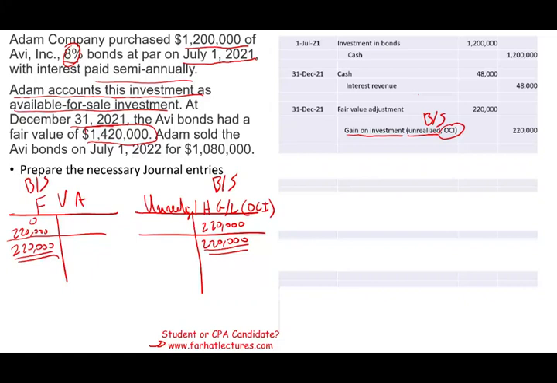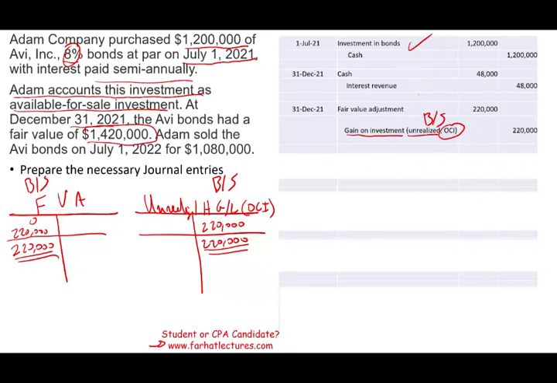Okay, so that's why it's extremely important that you understand OCI, available for sale adjustments, goes into OCI. OCI is a balance sheet account. Therefore, it doesn't get closed. It stays with you from year to year. So we practically finish for year 2021. We purchase the investment. We receive the interest revenue. We prepare our adjustments. So far, so good.